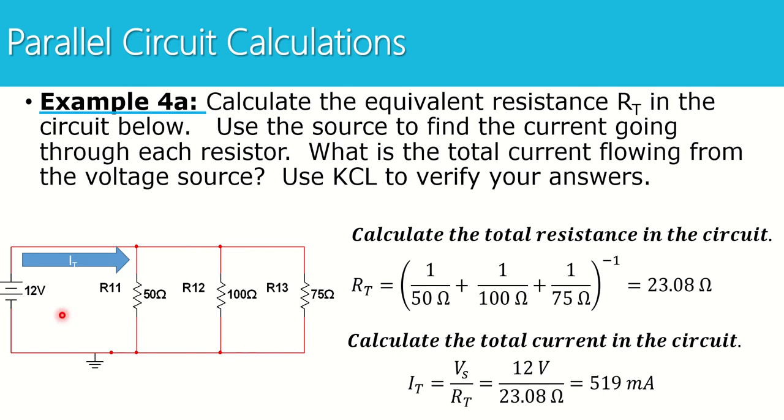So I know total current goes this way. I know that total current is 519 milliamps. Some is going to go through R11. Some is going to go through R12. Some is going to go through R13. I know that when I break up this current, if I add up R13's current plus R12's current plus R11's current using KCL, that means I have to add these 3 values up and get what I started with.